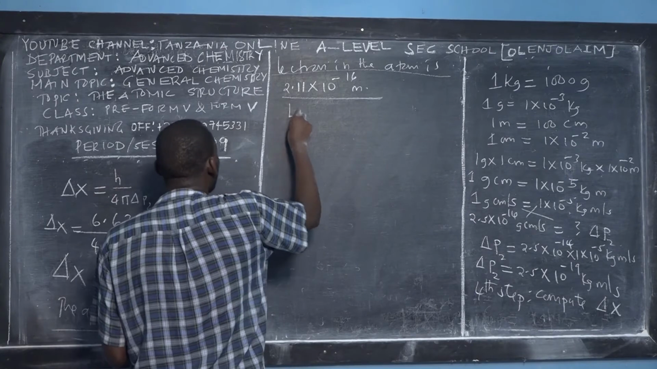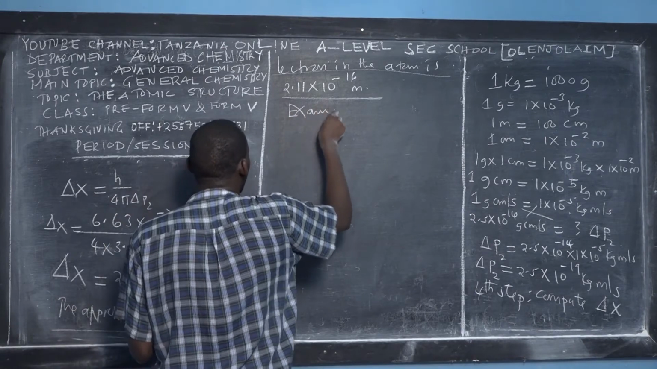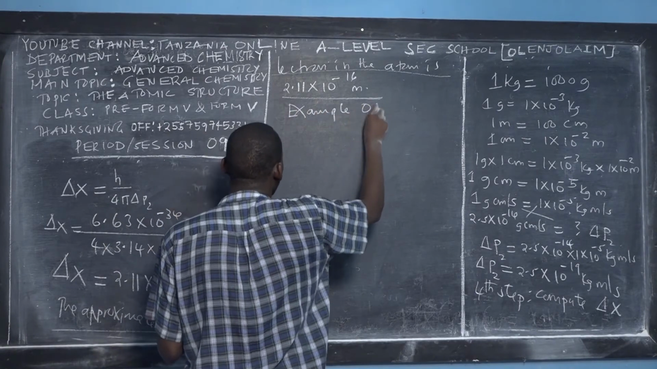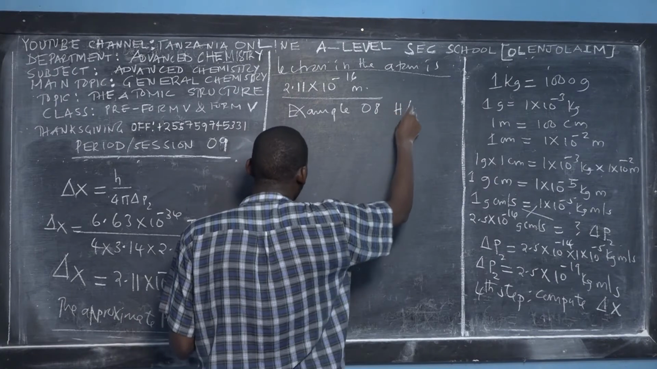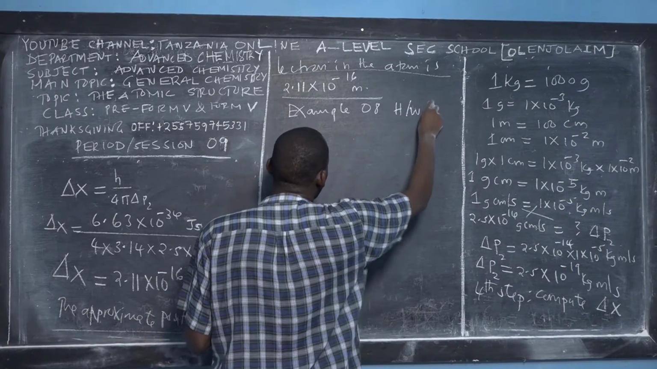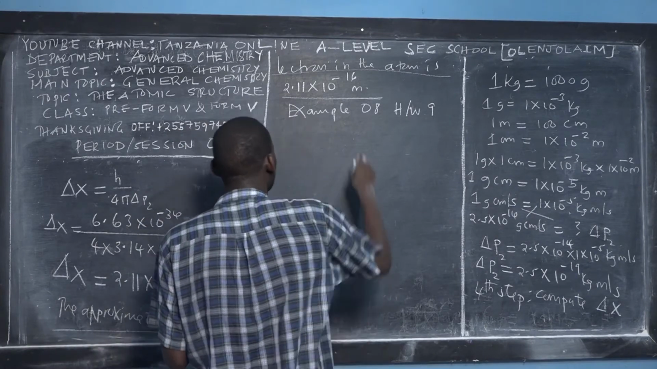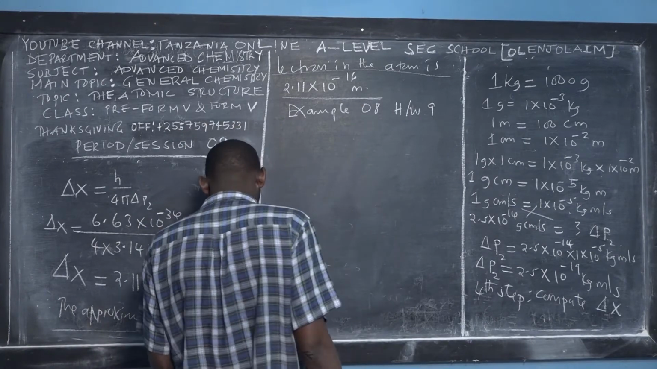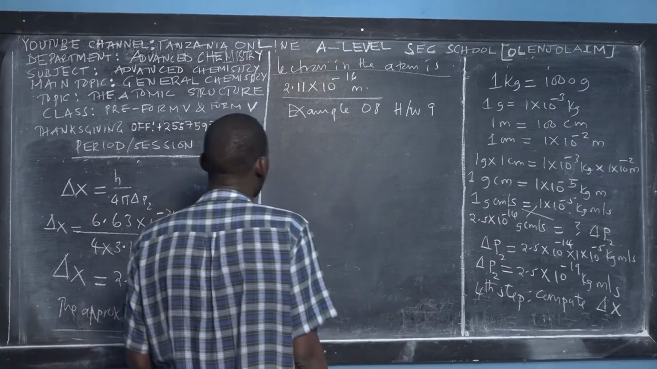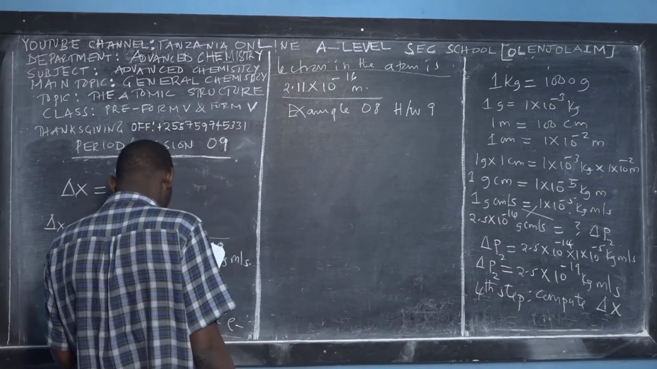So now we have example 8 of Heisenberg uncertainty principle. But this one now, I want to leave it as homework. Homework 9. I left my homework in lecture 8. I don't know if you've done it. If you did, please let me know.